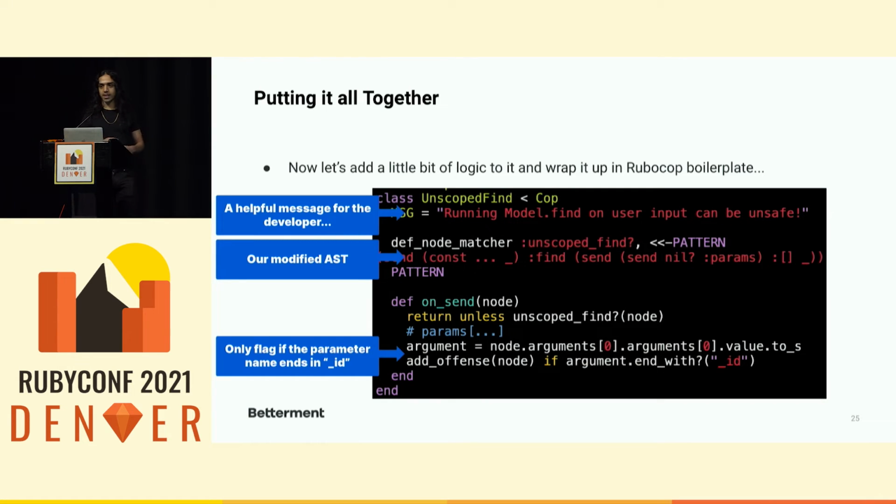Next, I decided to add just a little bit of extra logic so you can get an understanding of what some of the capabilities are. I've decided to say only alert if the parameter name ends in _id. So if we're looking for document.find with a random parameter, maybe that's okay. But typically, if the user is specifying an ID, then maybe we want to pay a bit closer attention to that. So with this little bit of logic at the end, I can say not just any param, but a param that ends in _id.